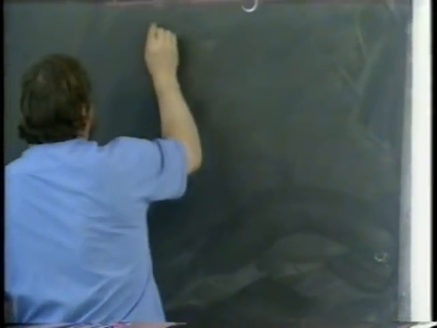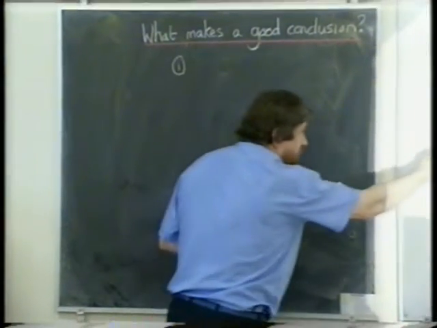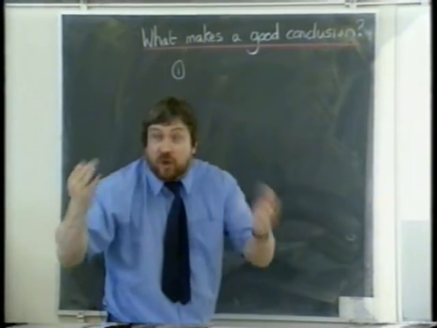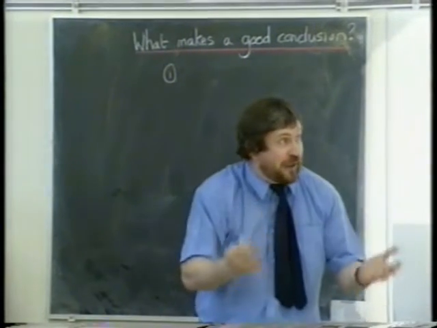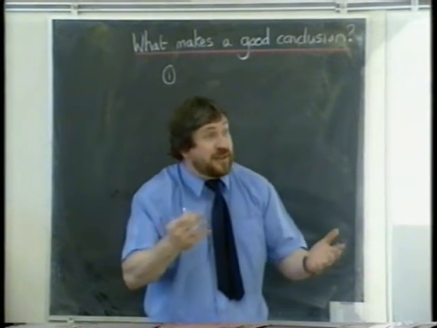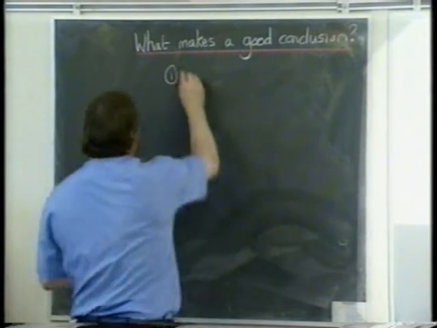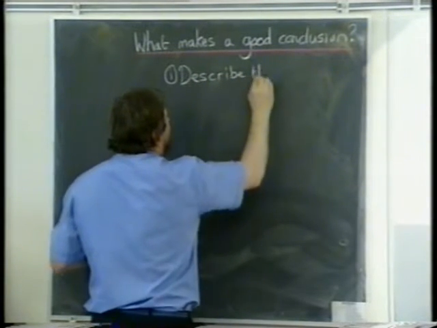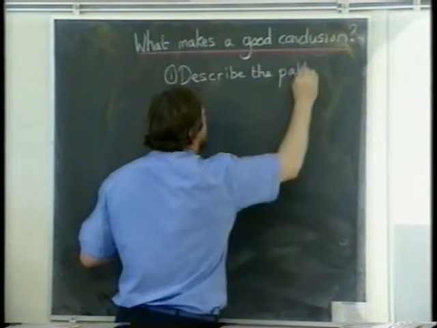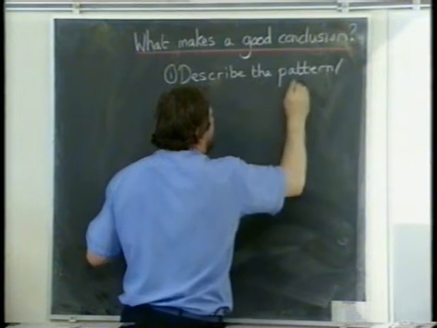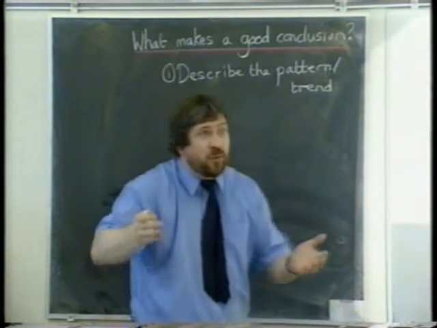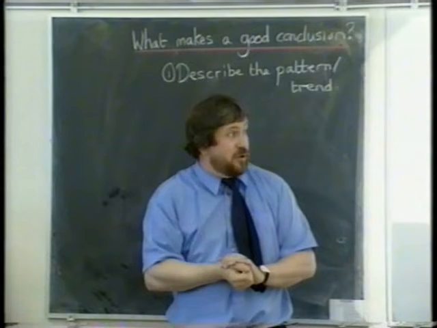First bit we do. Three sections, three distinct bits to a good conclusion. The first one, look at the table of results, look at the pattern, look at the trend. Let's describe the pattern or the trend. What does the graph show us? What does the table show us? What have we found out from the information?